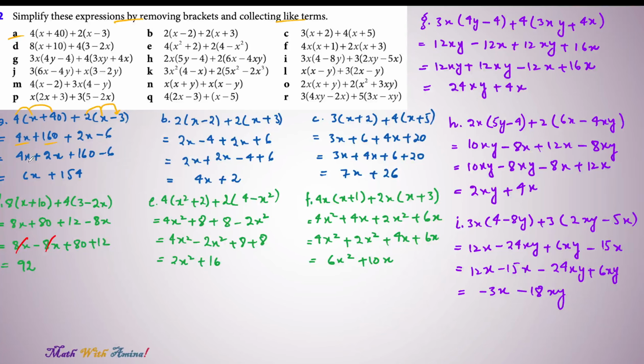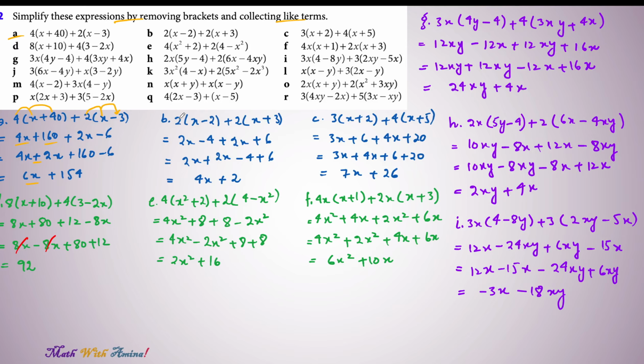Now we will combine the like terms: 4x plus 2x plus 160 minus 6. The constants are written together, and the terms that have the same variable are written together. So 4x plus 2x is equal to 6x, and these two are constants, so 160 minus 6 is equal to 154. The simplified expression would be 6x plus 154.